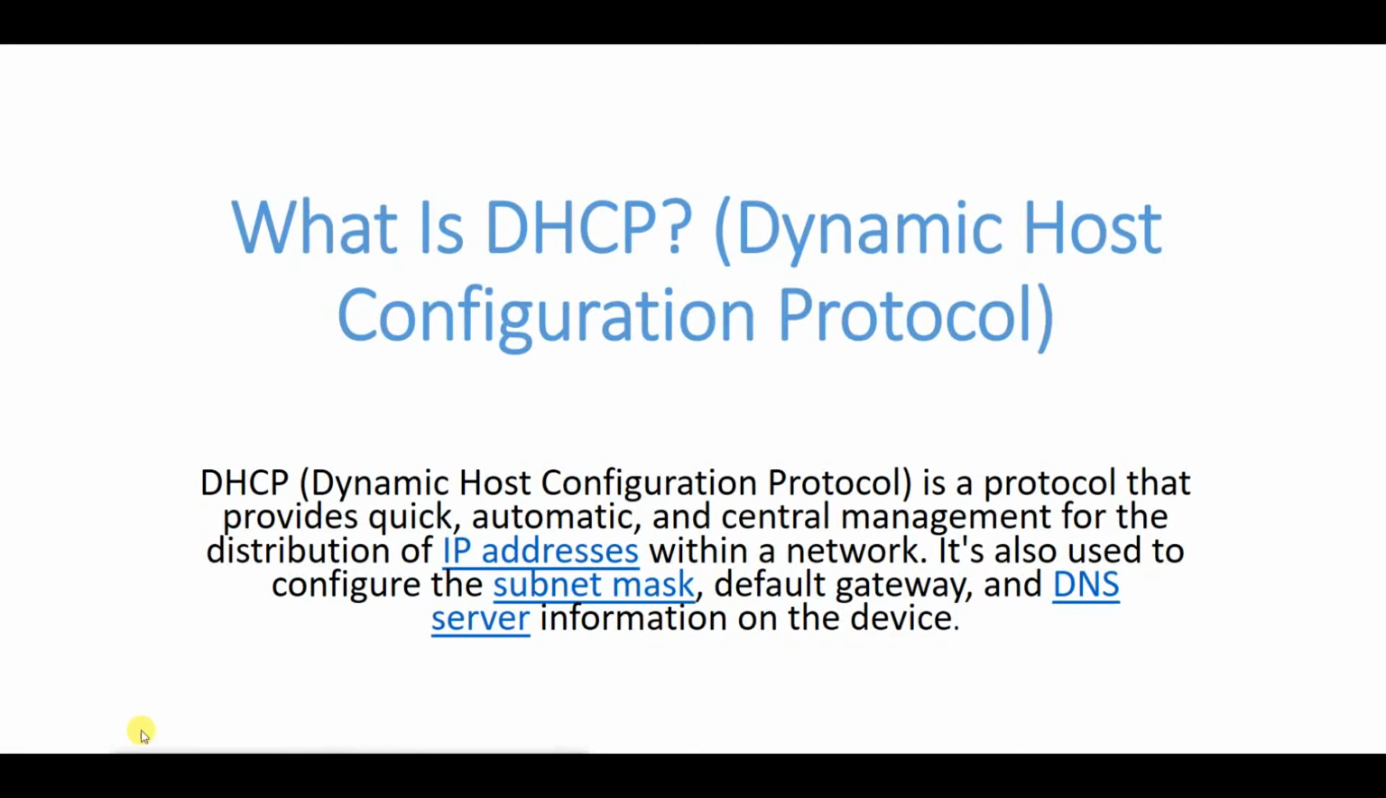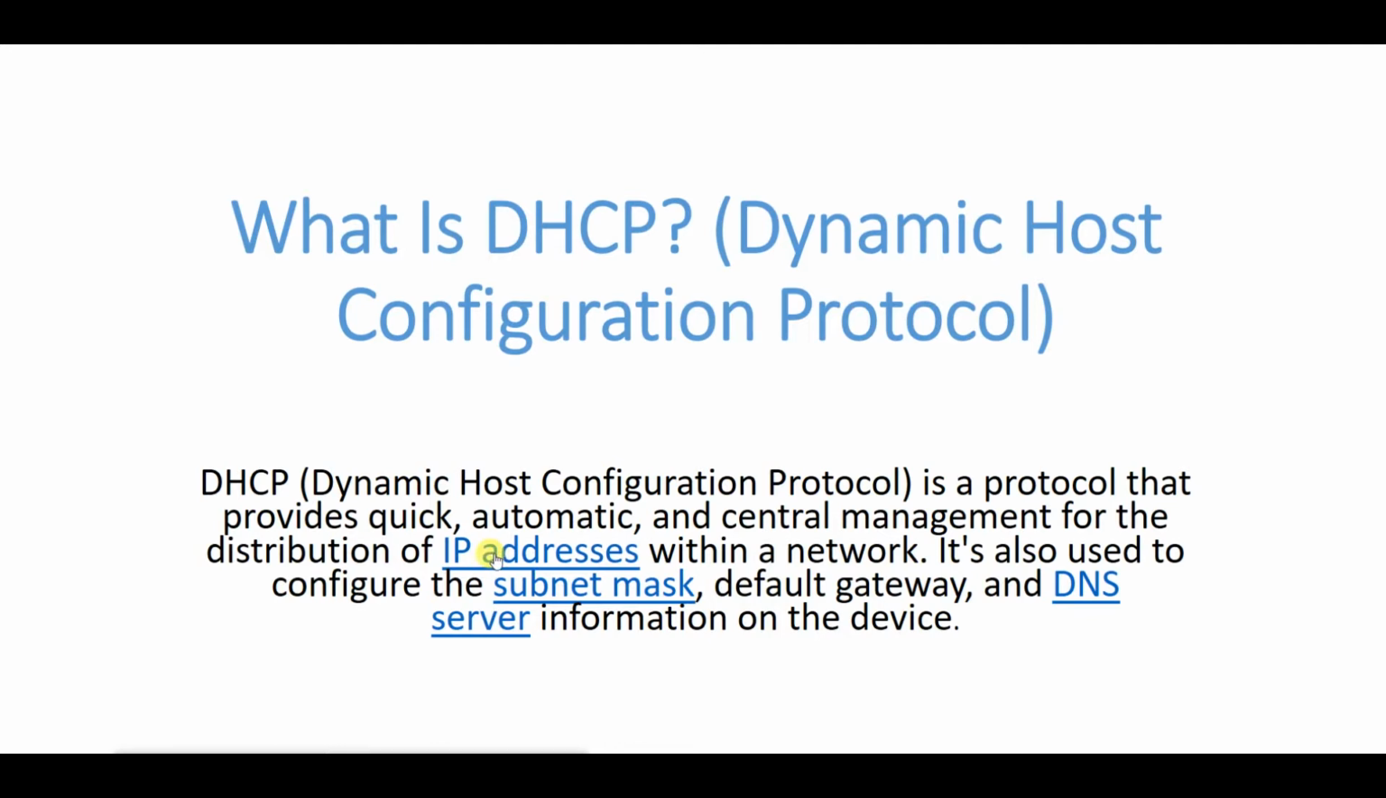About Dynamic Host Configuration Protocol, or DHCP. So the definition says DHCP is a protocol that provides a quick, automatic, and central management for the distribution of IP addresses within the network. It is also used to configure the subnet mask, default gateway, and DNS server information on the devices.